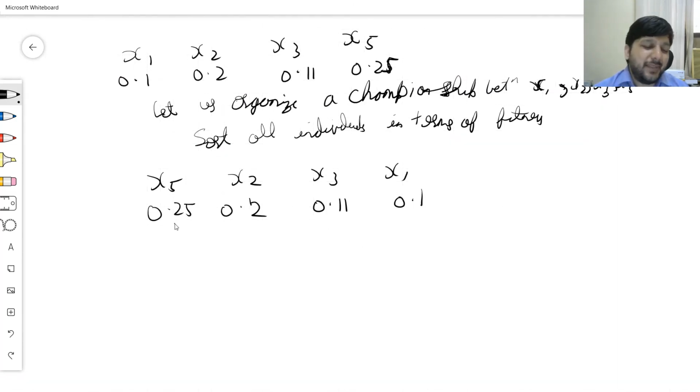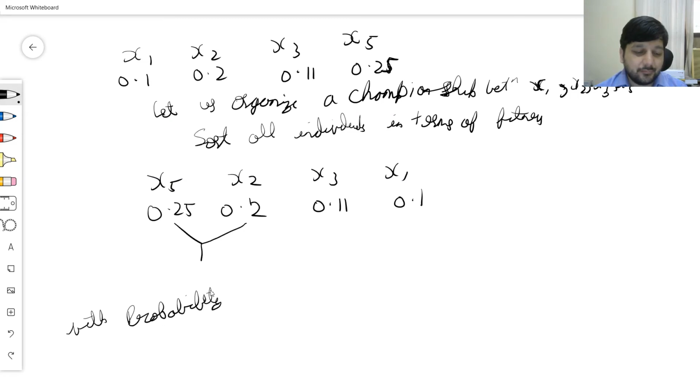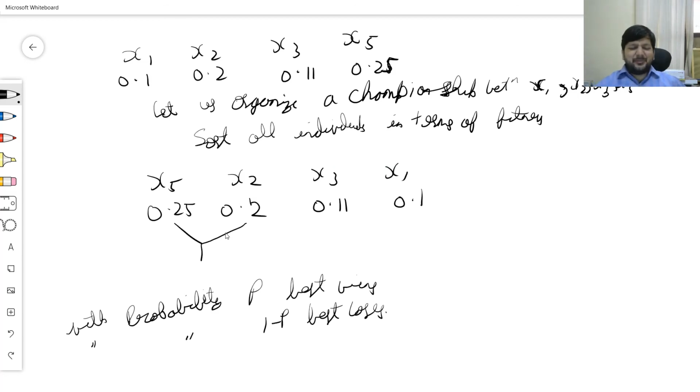Now I make these two individuals play a match with probability P, the best wins, and with probability 1 minus P, the best loses. So I take a random number and I say, is it less than P, where P could be 0.6, 0.7. It could also be based on the difference in fitness of the two individuals. But currently, let's take it as a constant 0.6, 0.7.